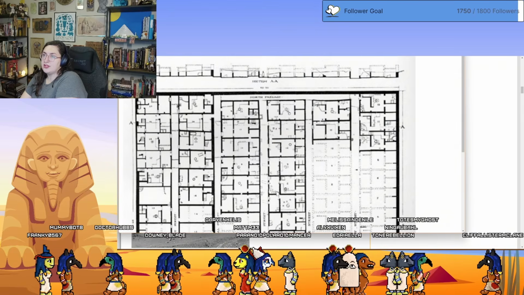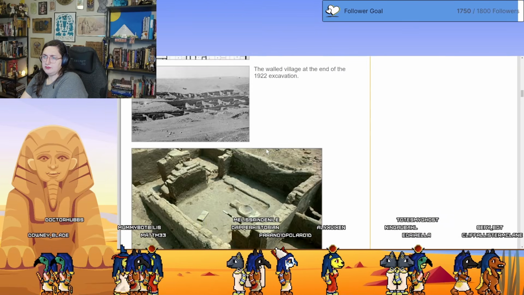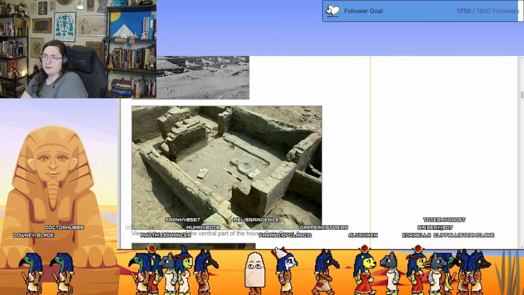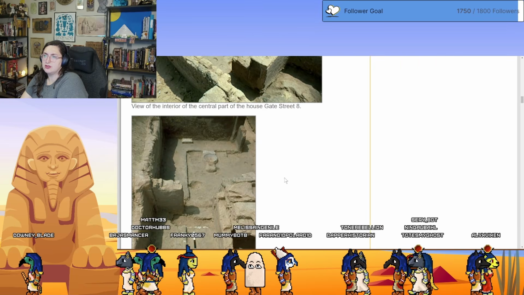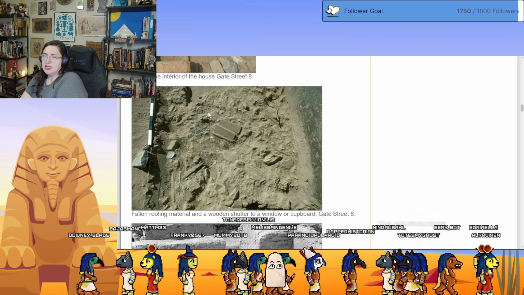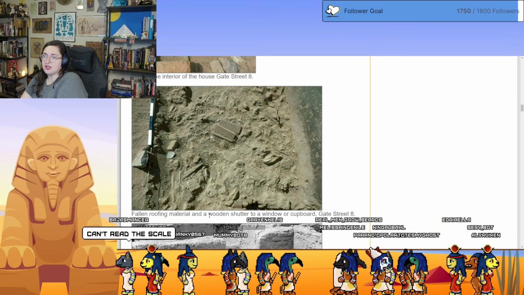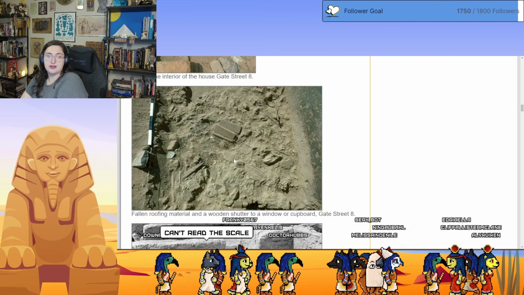How big is each house? Let's see if they say. Here we go. Not that big. Looks like you get at least 2 or 3 rooms. Now this is really cool. So you can see the fallen roof and material and a wooden shutter to a window or cupboard.